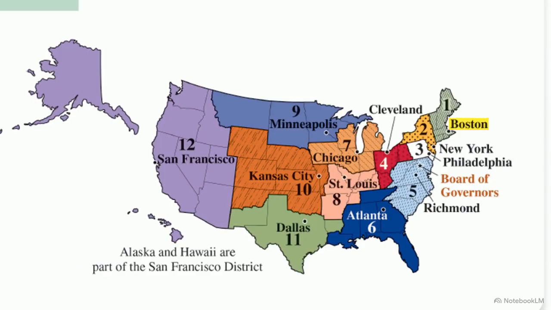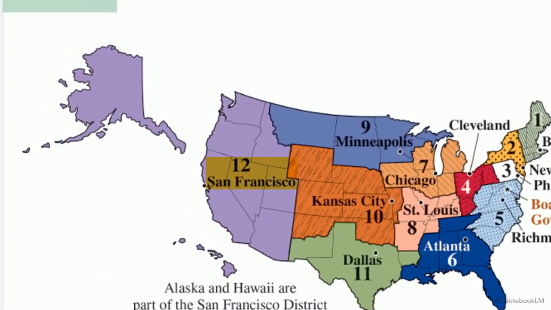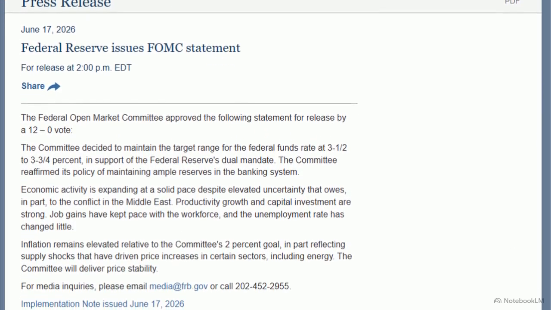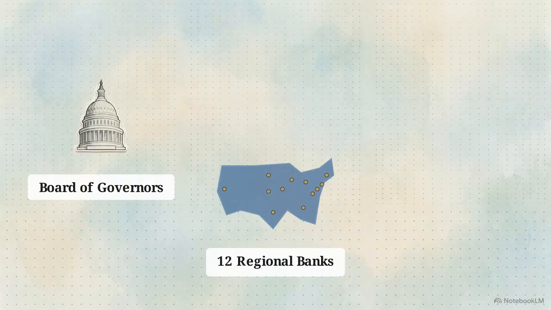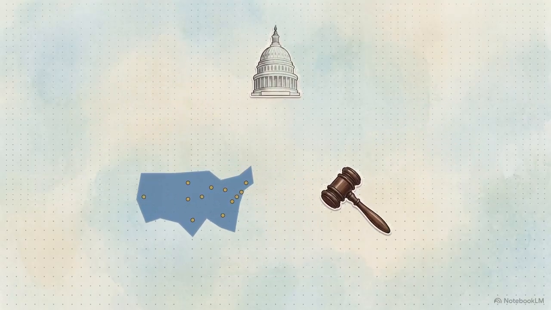From New York to San Francisco, they serve specific district needs and funnel local economic data back to national leadership. The third piece is the Federal Open Market Committee, or FOMC. As seen in this official statement, the FOMC votes to set the target range for the federal funds rate, the major policy decision you hear about in the news. First, national leadership. Second, local data collection, and a central voting committee. The structure forces different perspectives to collaborate, balancing power by design.